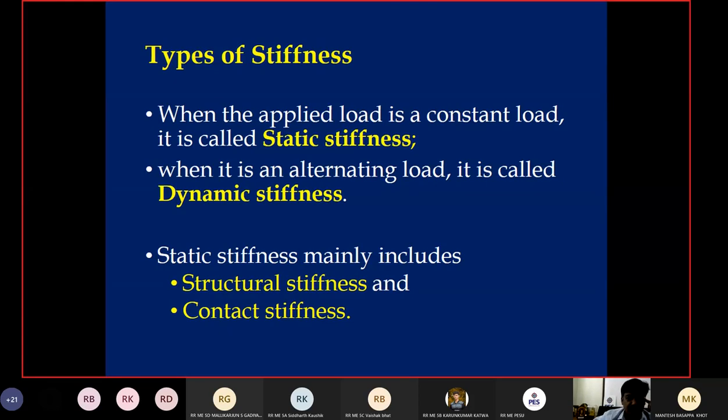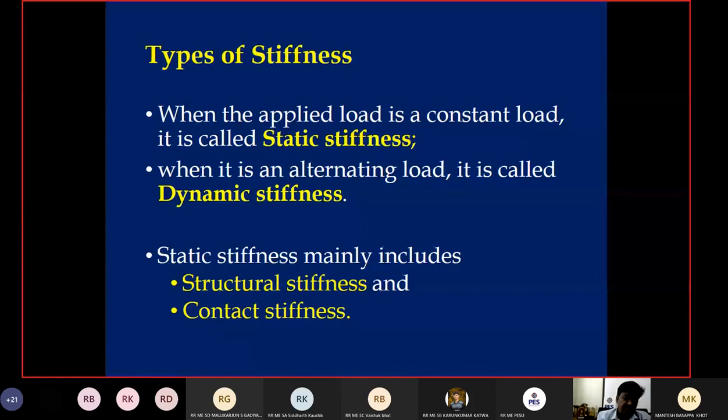If the structure is subjected to a loading that varies with time, and the inertial forces become significant and really change the behavior of the system itself, then you call such a system dynamically loaded, and we need to consider the dynamic stiffness. The static stiffness, which you are going to study in this particular syllabus, limited to this semester or your course, would be mostly the structural stiffness.